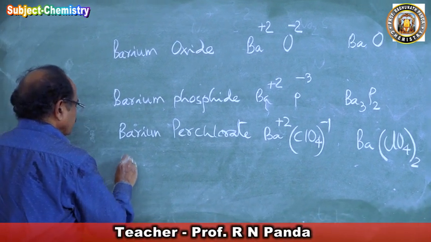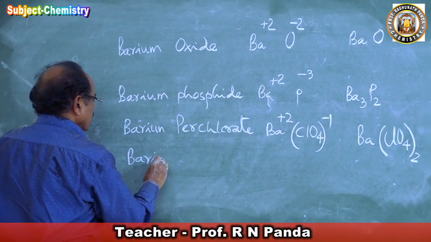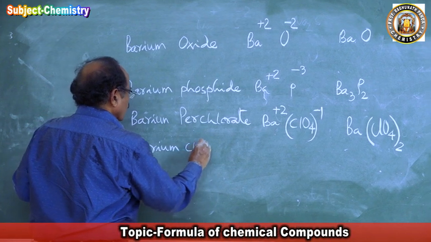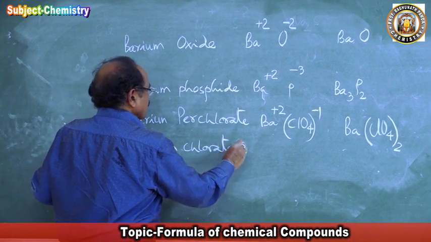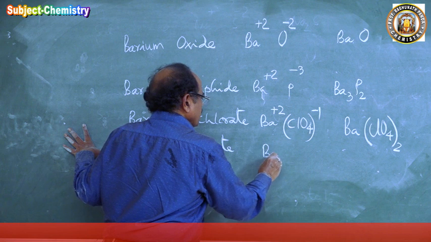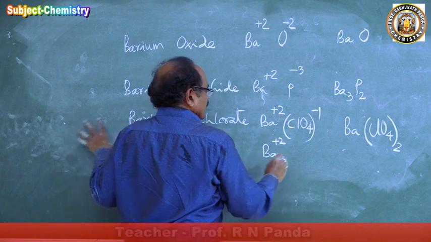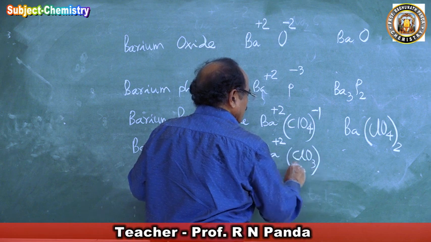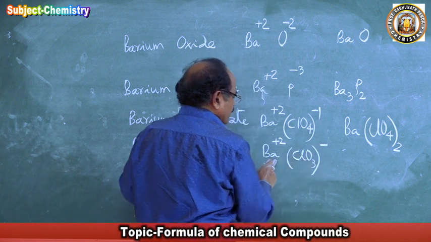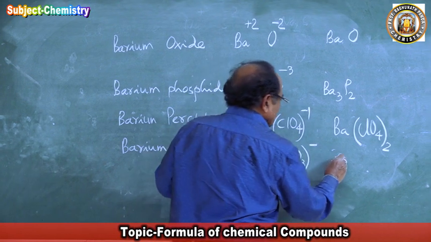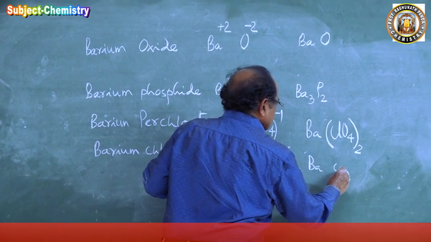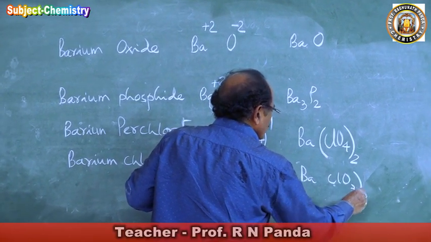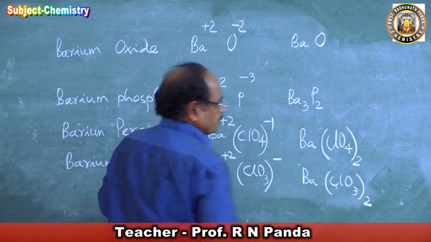Barium chlorate. This is Ba plus 2 and ClO3 minus 1. So 1 will come to this place, this will go to this place. So this will be Ba(ClO3) twice.